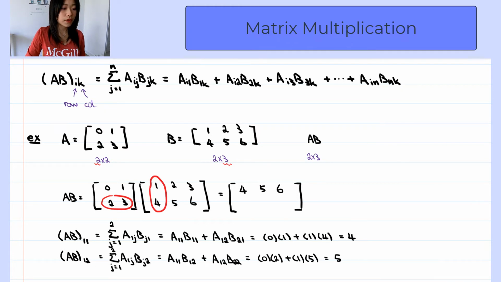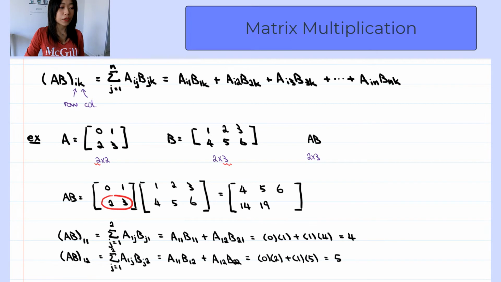So 2 plus 12 is 14. Then the second element in the second row would be the sum of elements along the second row of matrix A times the elements in the second column of matrix B, which is 2 times 2 plus 3 times 5. So 4 plus 15, that is 19.